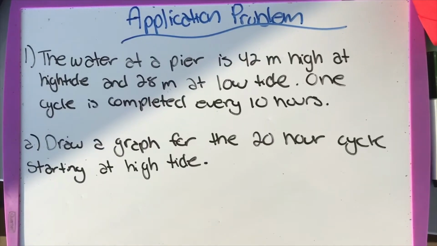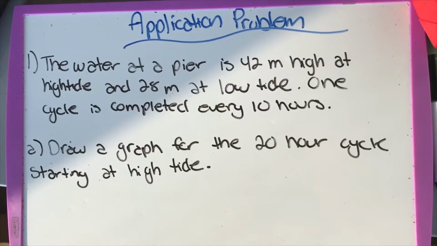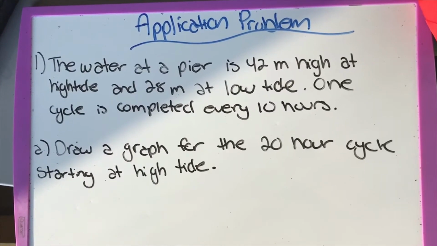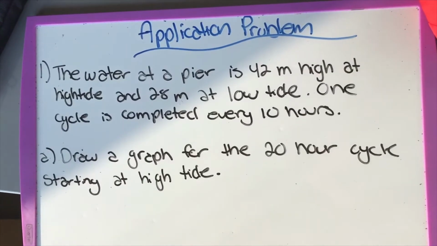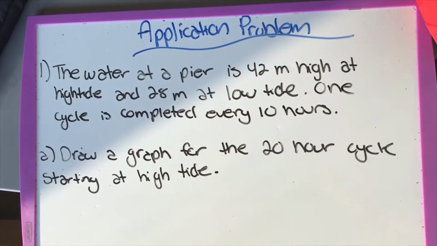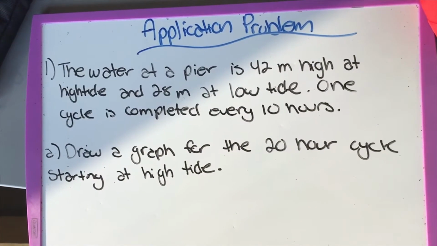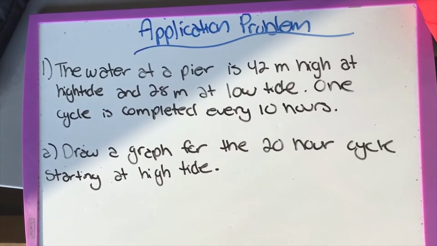Okay, so now we're going to start on an application problem. So number 1, the water at a pier is 42 meters high at high tide and 28 meters at low tide. One cycle is completed every 10 hours. So part A, draw a graph for the 20-hour cycle starting at high tide.